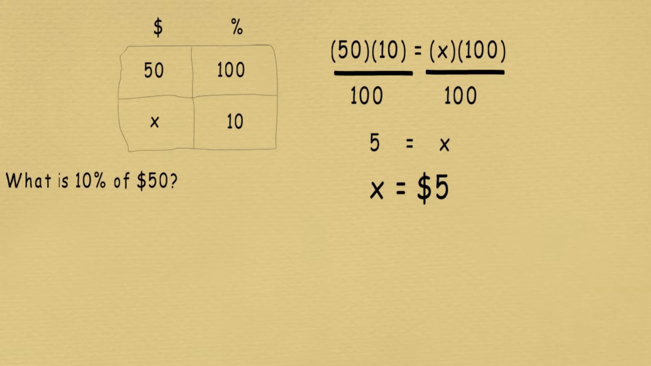And 5 what? 5 percentages of $5. So because X is located in the column for money, 5 is actually money. So it's X equals $5, okay? And so that is the answer. What is 10% of $50? The answer is $5, okay? So let's do another example.